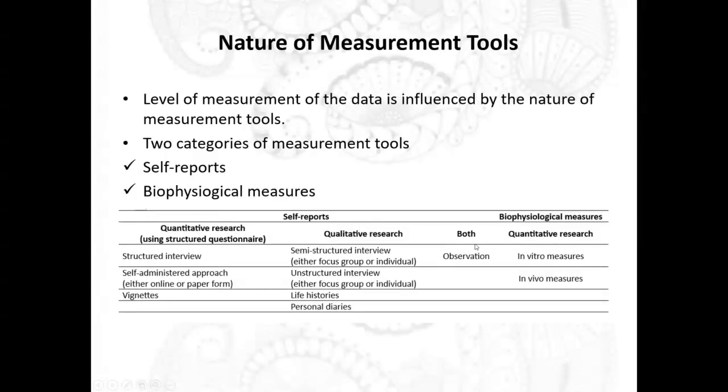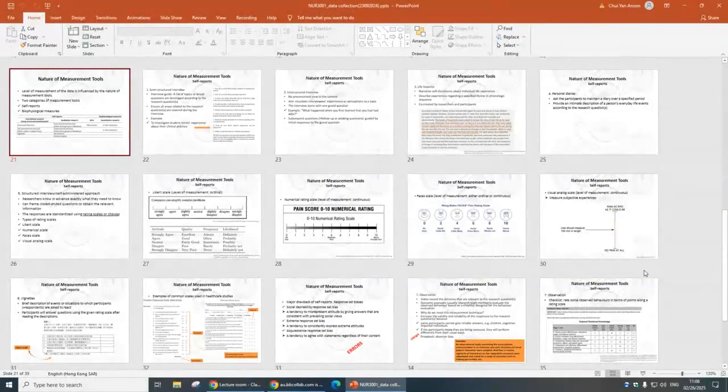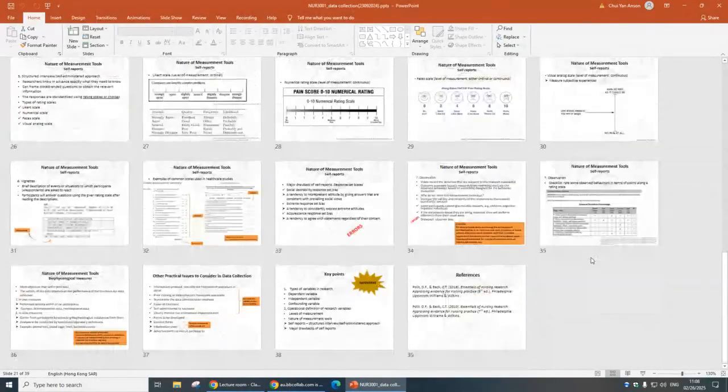Before that, I missed this one. Self-report. Last time I went through the questionnaires for both quantitative and qualitative. There is one more type we call observation. I will also talk about it today, and then I will go through the biophysiological measures together with you. Let me go to the observation. This one.